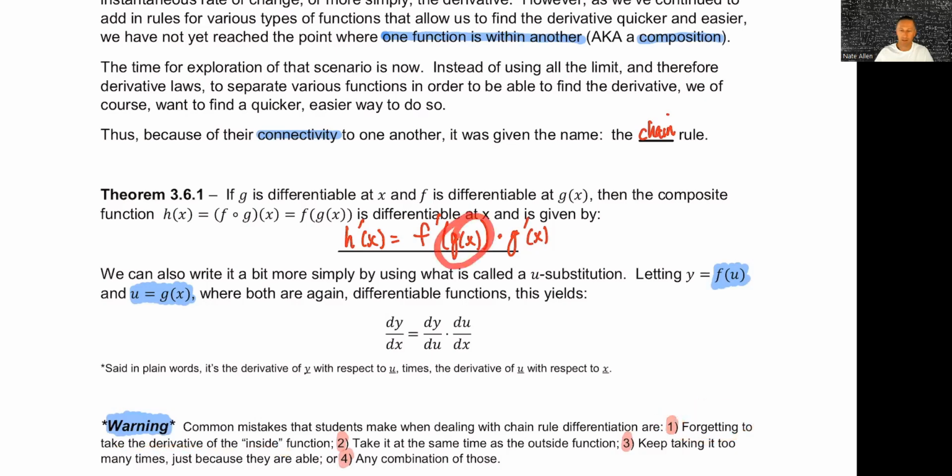They don't see it as a function inside of another, so they just take the outside and completely ignore the inside. Some take them both at the same time. They'll do the derivative of this and the derivative of that, which is also incorrect. You didn't take it individually. And then I've also seen people just keep taking the derivative and doing the derivative and doing the derivative as many times as they feel until they're like, okay, that's probably the answer.